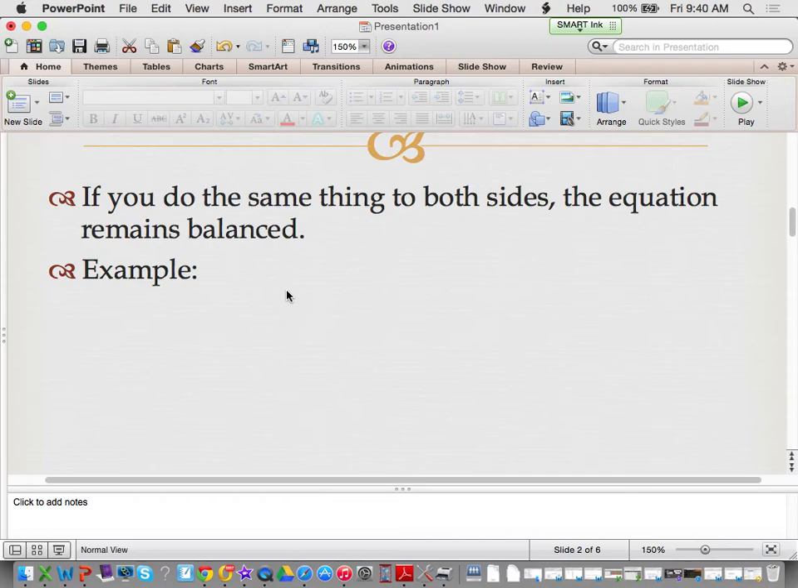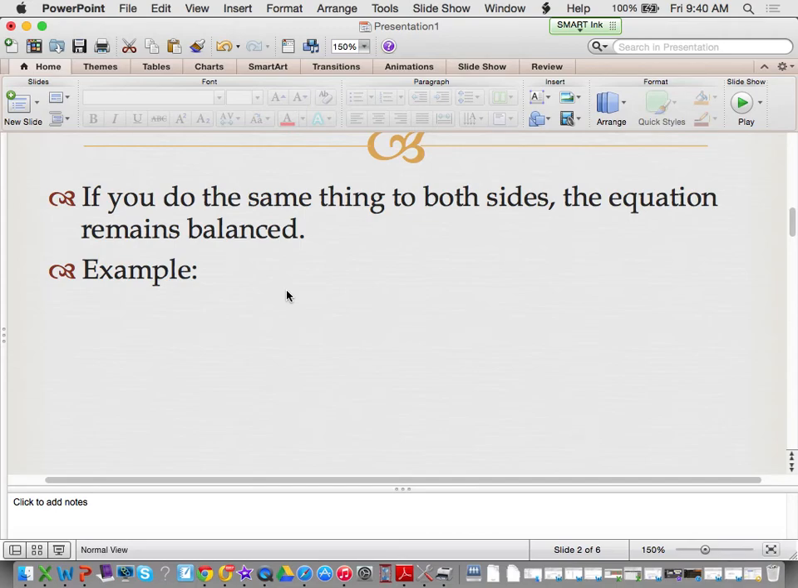And the big thing about equations is if you do the same thing to both sides, by both sides we mean both sides of that equal sign, there's a left part and a right part separated by the equal sign, and if you do the same things to both sides, it remains balanced.